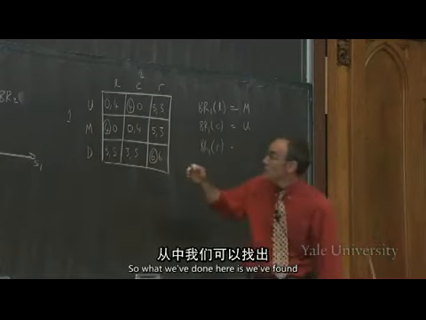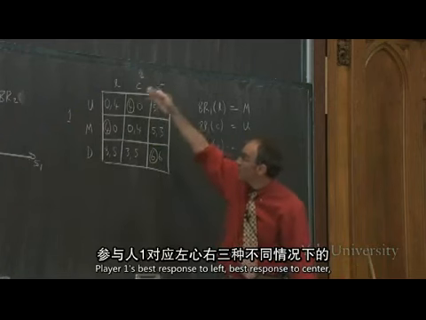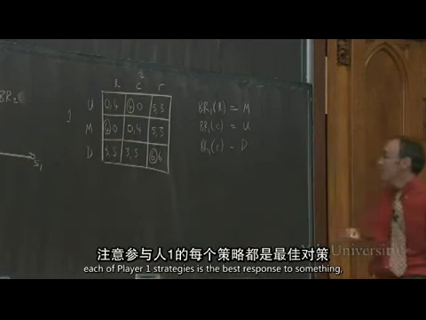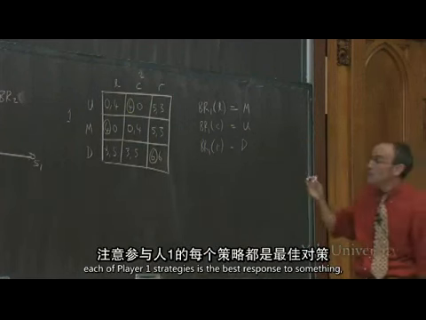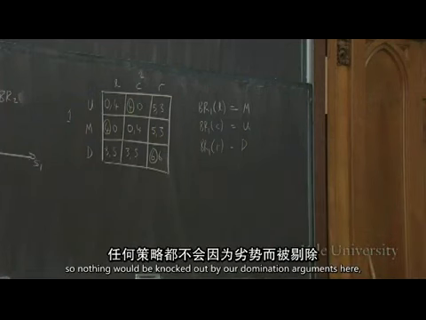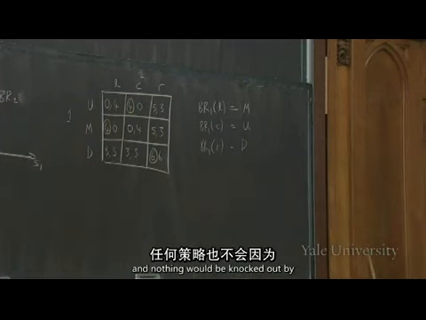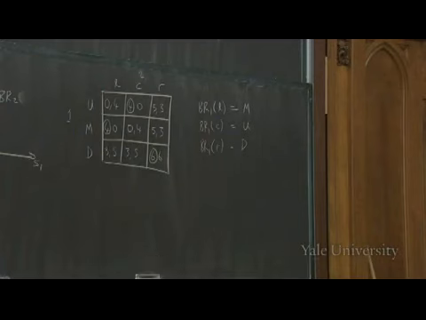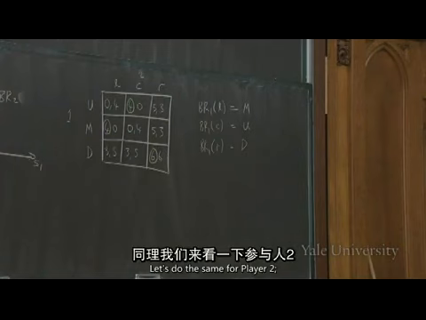So what we've done here is we've found player 1's best response to left, best response to center, and best response to right. And in passing, notice that each of player 1's strategies is a best response to something. So nothing would be knocked out by our domination arguments here, and nothing would be knocked out by our never a best response arguments here for player 1. Okay? Okay? Let's do the same for player 2.